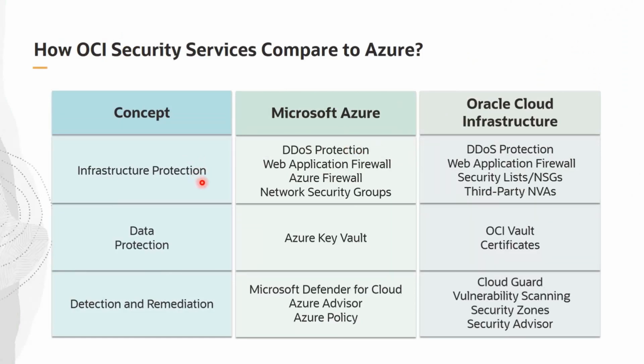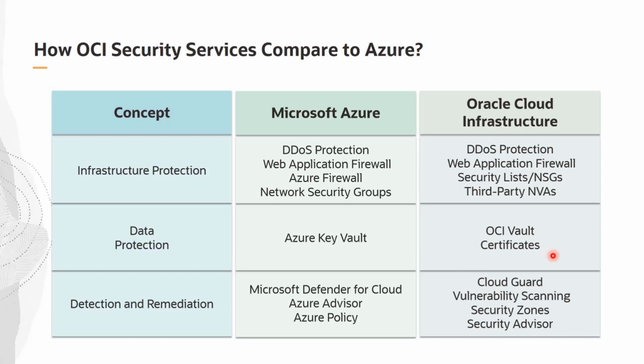In the infrastructure protection category, both Azure and OCI have DDoS protection and web application firewall service. Both also feature virtual network security mechanisms. For example, Azure has network security groups, while OCI has security list as well as network security groups. Azure also has a managed firewall offering with the name Azure Firewall, and OCI has support for third-party network virtual appliances.